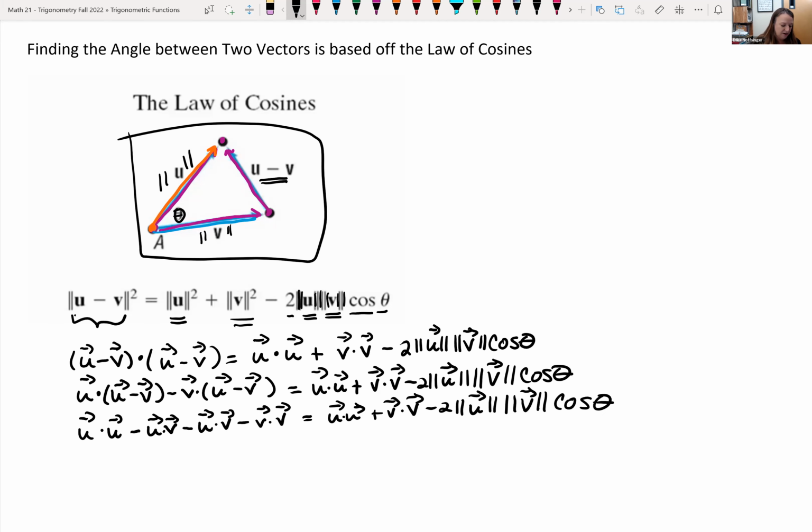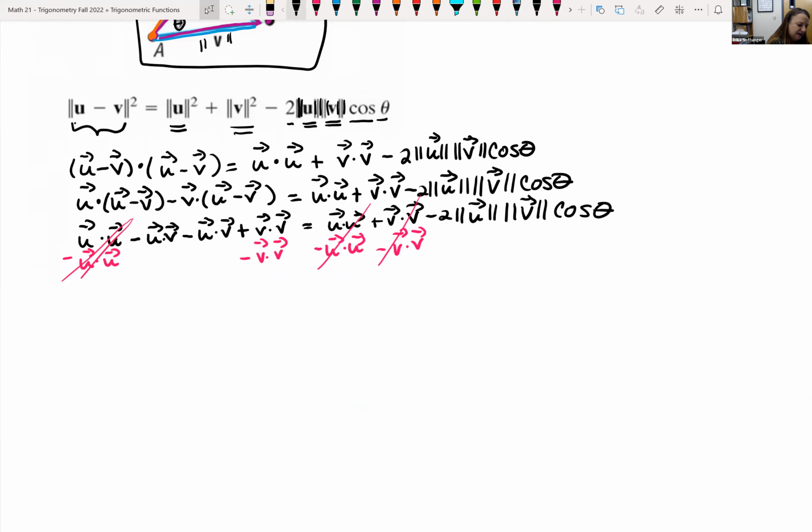So let's start moving things around in here. If we subtract, notice U dot U, and let's get cosine theta by itself. Our U dot U's cancel out with each other. Same thing, and this should have been a plus here because negative times negative is plus. Same thing when I subtract this V dot V to get it to the other side. They cancel out. So what we're left with is negative 2, because we have two of these terms that are alike, so negative 2 U dot V is equal to negative 2 magnitude of U times magnitude of V cosine of theta.